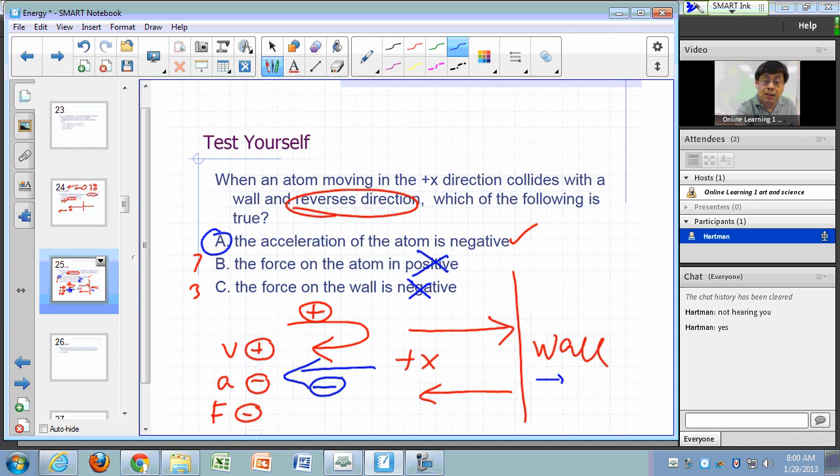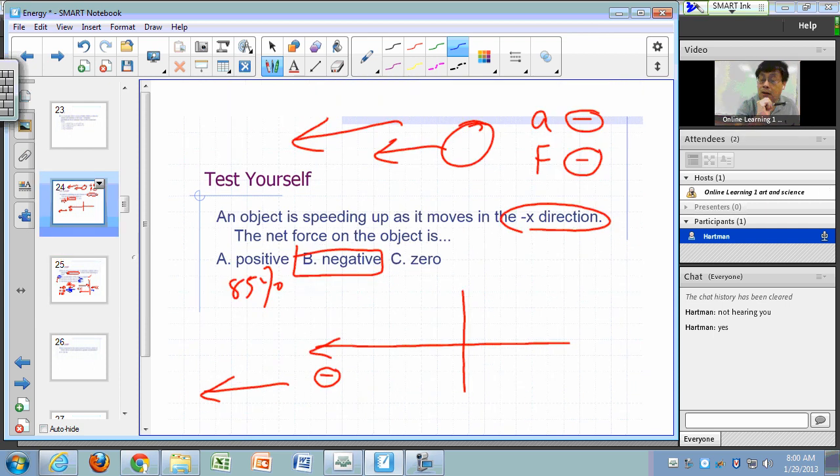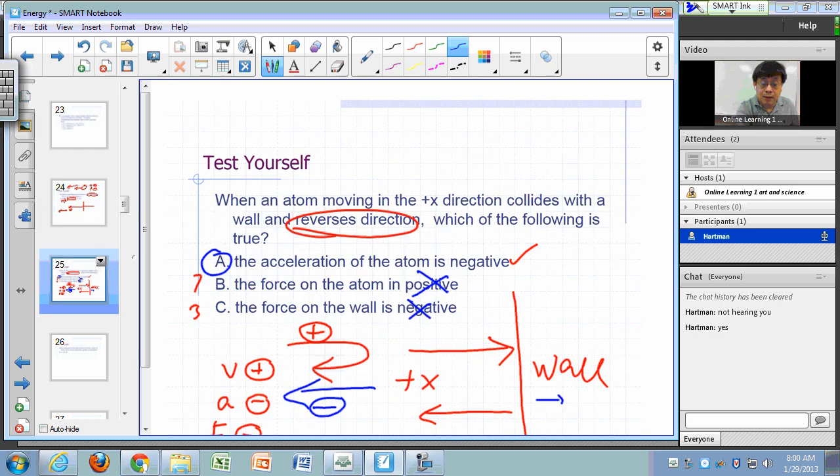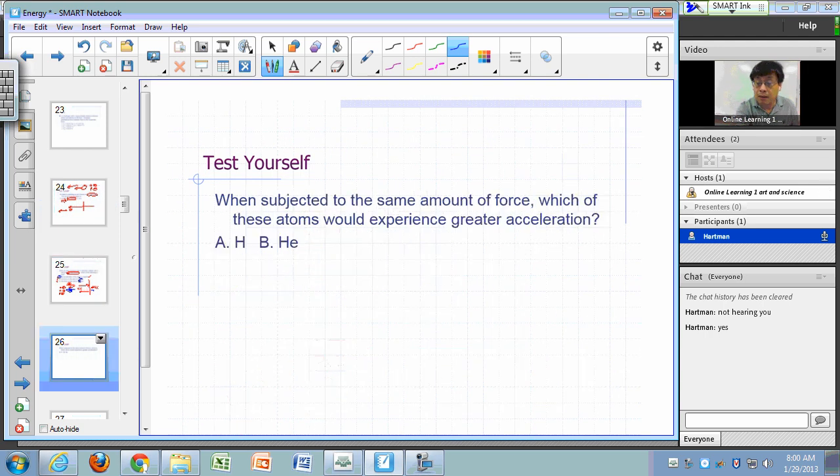Okay, looks like we need a little bit more explanation on these, huh? Let's try another one, this one. When subjected to the same amount of force, which of these atoms would experience greater acceleration? A hydrogen atom or helium atom?